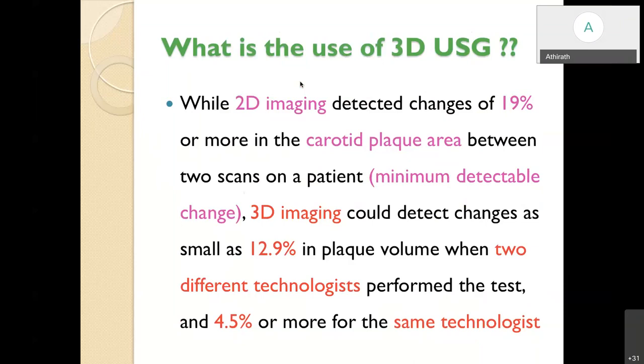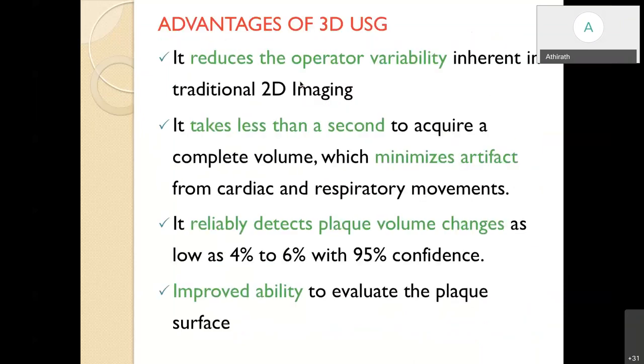Now, what are the advantages of 3D ultrasound? As I've told you, it reduces operator variability, and it takes less than a second to capture the entire volume and the area. Therefore, this minimizes the artifact from cardiac and respiratory movements, and it reliably detects plaque volume changes as low as 4% to 6% with a 95% confidence interval. And there'll be improved ability to evaluate the plaque surface.